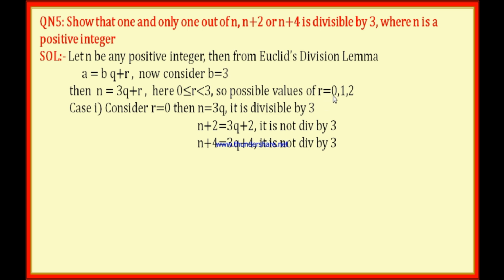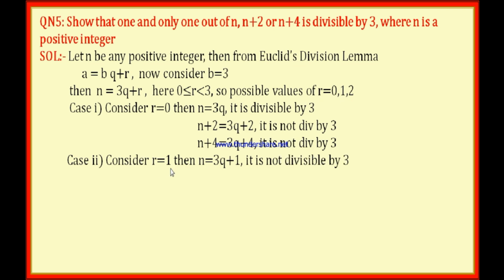Therefore, in the first case, when r is equal to 0, out of n, n plus 2 and n plus 4, only n is divisible by 3. Only one value is divisible by 3. And the second case now. Second case means second value of r, that is r is equal to 1. Consider r is equal to 1. If r is equal to 1, then n is equal to 3q plus r, 3q plus 1. Since it is 3q plus 1, this 1 is not divisible by 3, therefore it is not divisible by 3.